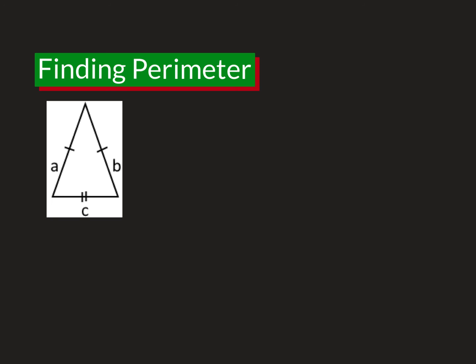Another type of triangle is an isosceles triangle, which has 2 sides and angles that are the same. Since sides A and B are the same, instead of P equals A plus B plus C, you can use P equals 2A plus C.